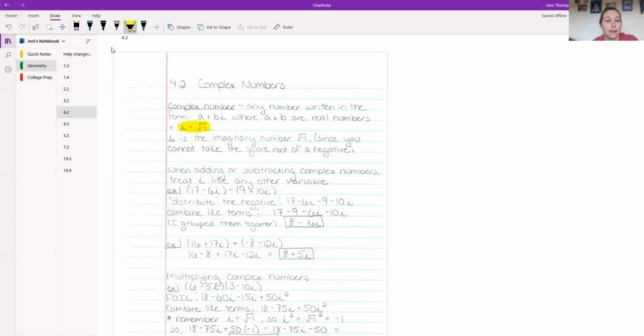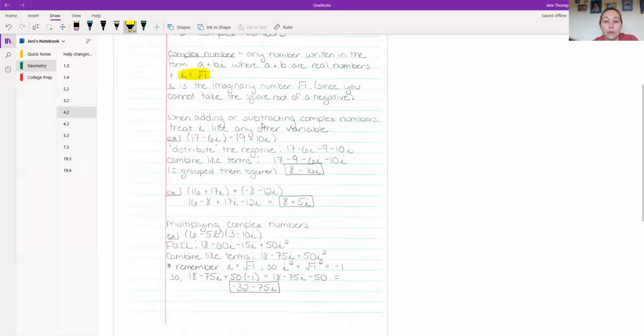So when adding or subtracting complex numbers, you're going to treat i just like any other variable. So here's an example. We've got 17 minus 6i minus 9 plus 10i. Remember that when you've got a minus sign out here, we distribute that negative sign, right? So that negative goes to the 9 and that negative goes to the 10. So we've got minus 9 and minus 10i.